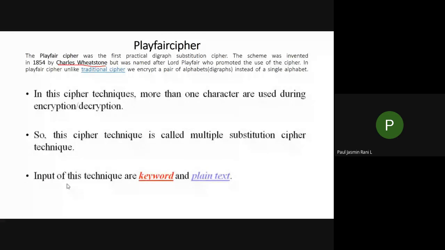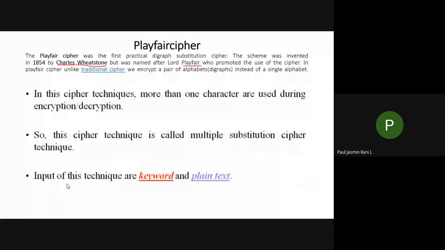Why is this algorithm called the Playfair cipher? It is named after Playfair, who promoted this cipher. Even though Charles Wheatstone invented this algorithm, only Playfair gave the promotion for it. Due to this, the algorithm became popular, so we call it the Playfair cipher.